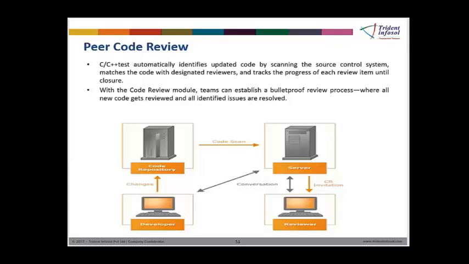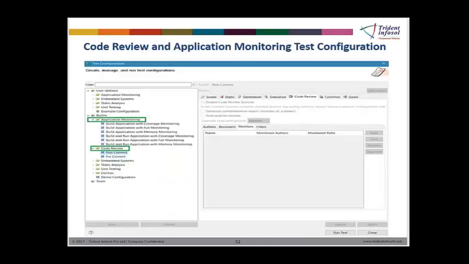After that, the reviewer will access the code repository with the help of the server, and they're going to review the developer or tester code, and they'll comment if any changes are required. So this is how the setup will look. And this feature is available with another tool called DTP from Parasoft. These are the example configurations for application monitoring as well as code review.